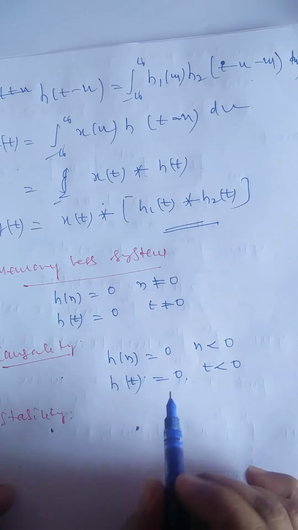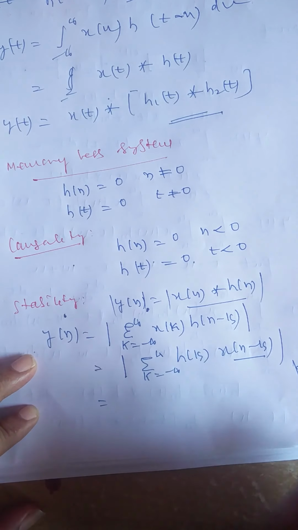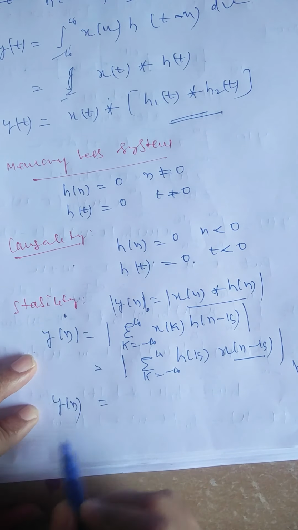Using the commutative property, we can write summation of k from minus infinity to plus infinity h of k into x of n minus k, because we know that x of n linearly convolved with h of n is the same as h of n linearly convolved with x of n. Here the input signal is bounded, that is x of n minus k is less than infinity. Then you can talk about output stability based on the impulse response. A system is stable if the summation of k from minus infinity to plus infinity of h of k is less than infinity, then the system is said to be stable.